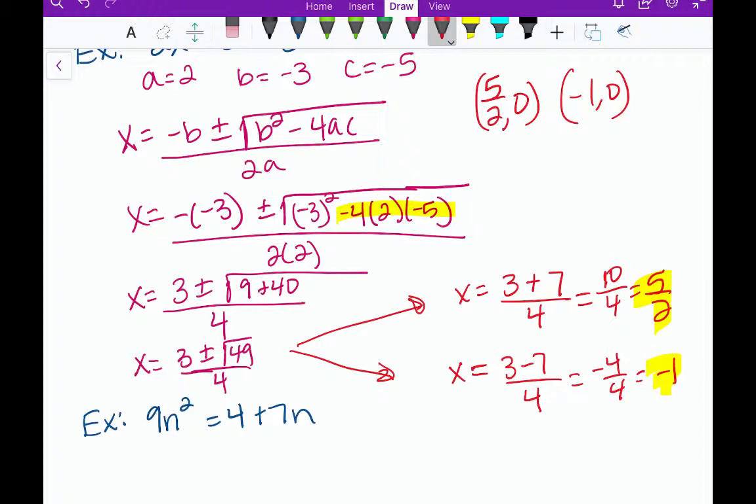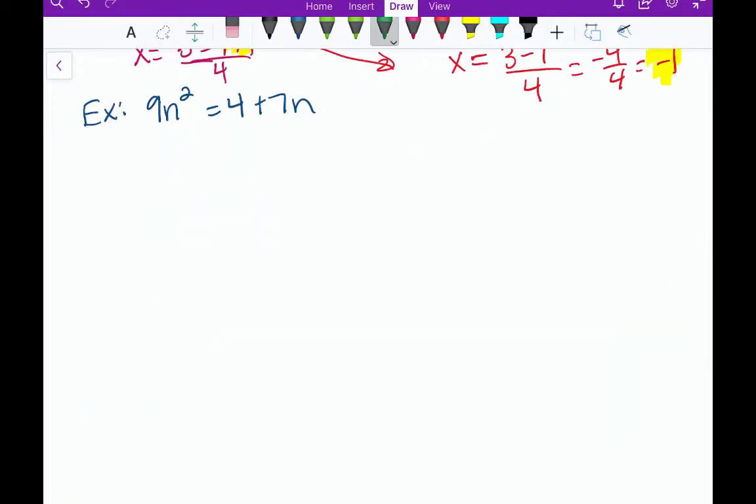So in this example, the number under the square root was a perfect square. I'm talking about the 49. So it made things pretty easy. That number will not always be a perfect square, which is actually why using the quadratic formula can be really helpful when our numbers are not rational numbers. All right, let's look at the next example.